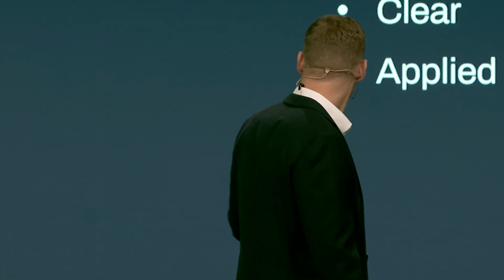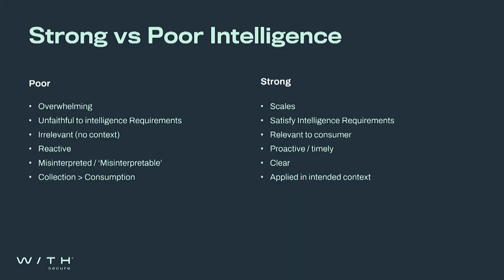So what is good intelligence? What is strong and what is weak intelligence? So poor threat intelligence is overwhelming. It's unfaithful to intelligence requirements. This makes it irrelevant. It's reactive. Scott and Nico talked a lot previously about how we can get to a proactive stance. That's the gold standard. And it's misinterpreted or misinterpretable. And we find this happens when organizations or intelligence teams favor collection over consumption. They want to gather as much intelligence as possible without any understanding on how to apply that on a network.